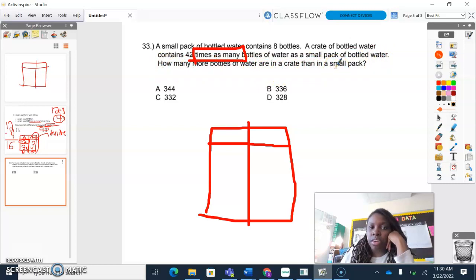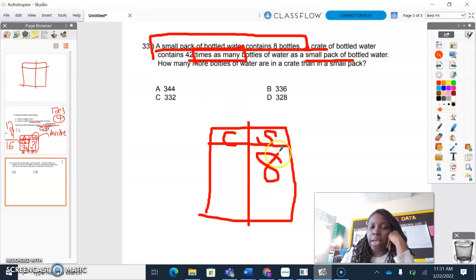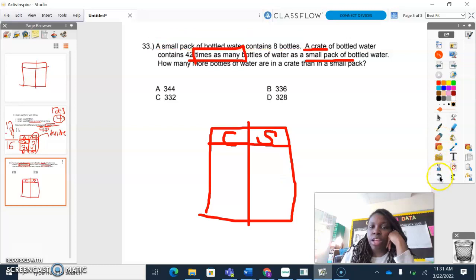What are the two things we're comparing? We have a small pack of bottled water. A crate of bottled water contains 42 times as many bottles of water as a small pack. So it looks like we're comparing a crate, we can put C, of bottled water, and a small pack. Let's put an S for small pack. You gotta look and see what are the two things you're comparing. So it says a small pack of bottled water contains 8 bottles. Where will I put the 8 bottles? Good, under small pack.